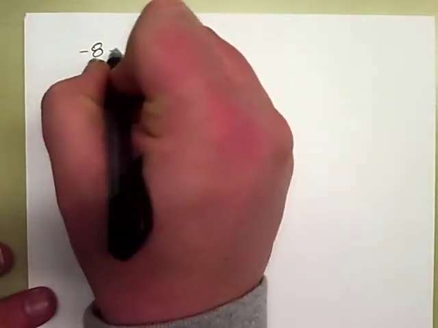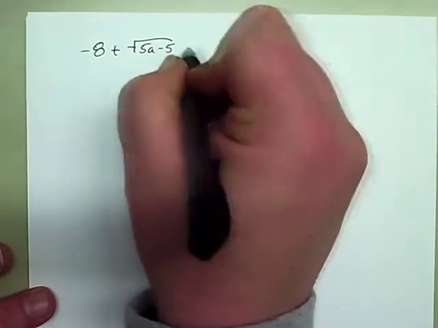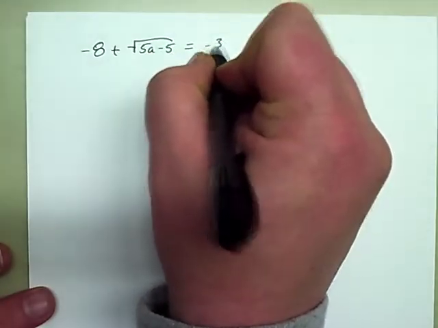All right, let's take a look at the next example here. What happens if I have something like negative 8 plus the square root of 5a minus 5 is negative 3?